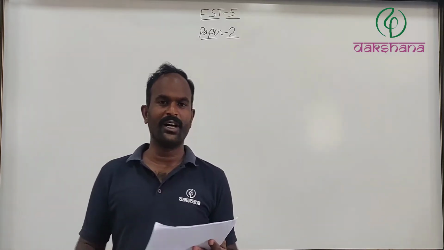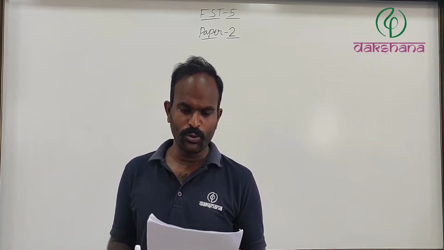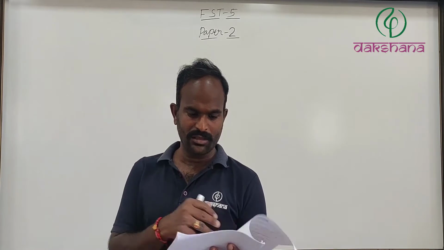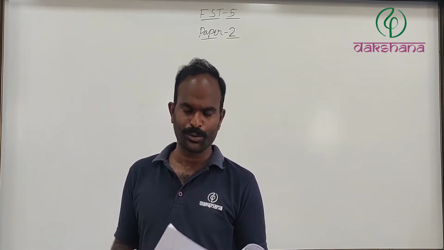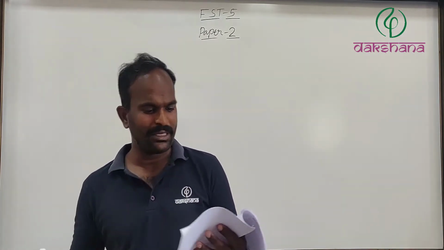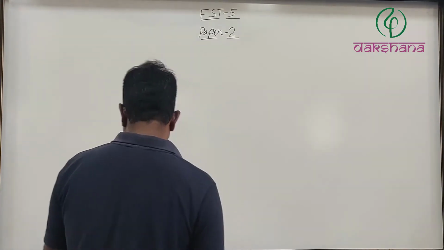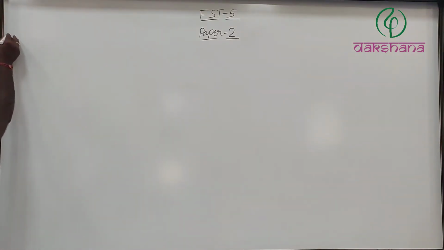After the completion of FST 5 paper 1, let's move to paper 2. In this, the quantity of the paper is less, which means the number of questions is less. Reasonably few questions are given from both physical as well as inorganic. Let's see here, section 1. In section 1, the questions start with question number 37.